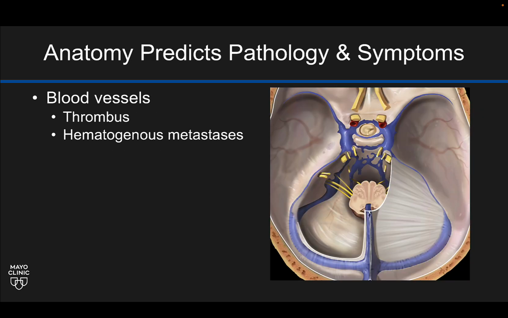So the type of structures that we find within the jugular foramen will certainly help to predict the different types of pathology, as well as the symptoms that occur as a result of the pathology arising from the jugular foramen. Obviously, when we think of jugular foramen, we think of vasculature, so it contains blood vessels. This is a place where we may see thrombus, typically bland thrombus, but sometimes tumor thrombus. And because it's such a vascular containing structure, we think about things like hematogenous metastatic disease that can occur here.